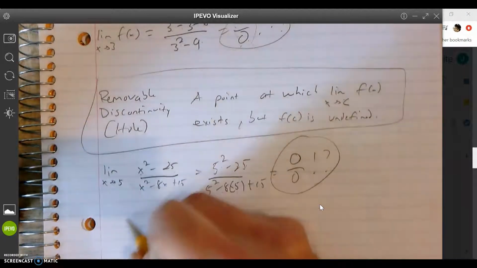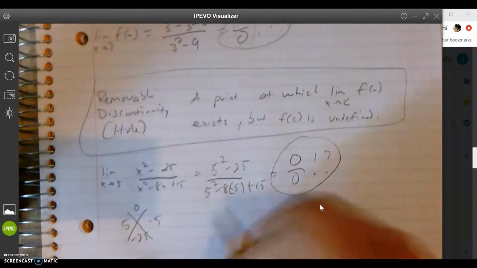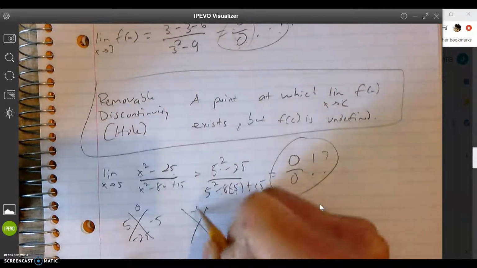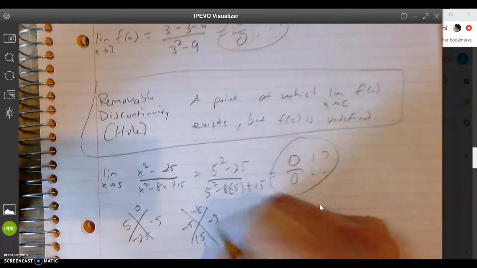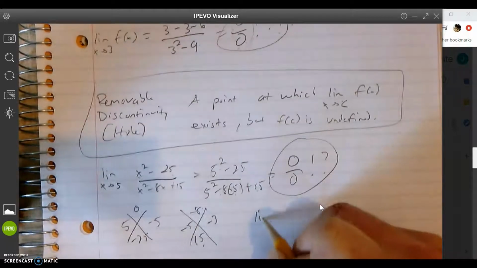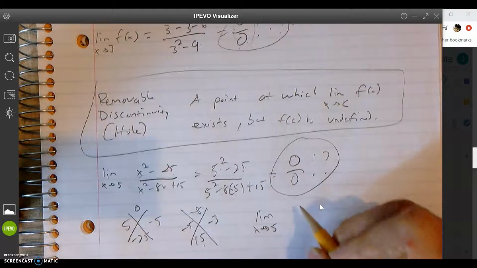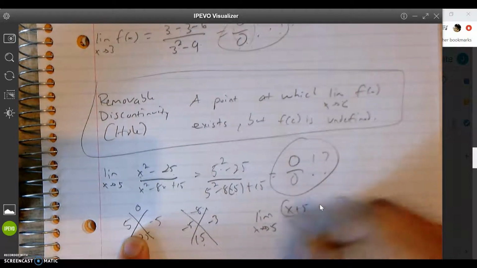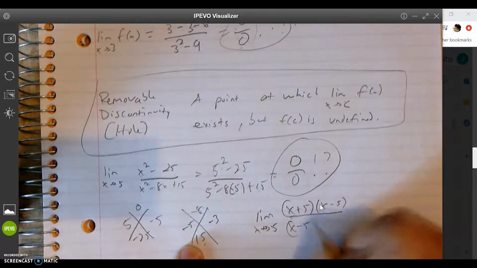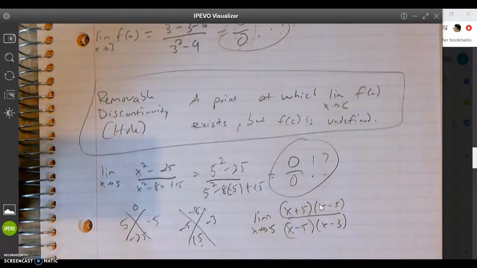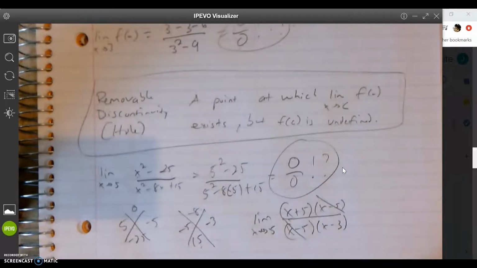Factor. Yeah, we're going to factor. Factor that numerator: 0 on the top, negative 25 on the bottom, 5 and negative 5. And we're going to factor that denominator. Negative 8 and 15. What adds to negative 8 and multiplies to 15? Yeah, negative 5, negative 3. So now, the limit as x approaches 5, make sure you write the same notation I do. Notation is very important. The numerator is x plus 5, x minus 5. The denominator is x minus 5, x minus 3 when you factor it out. And I see x minus 5 divided by x minus 5 is 1.